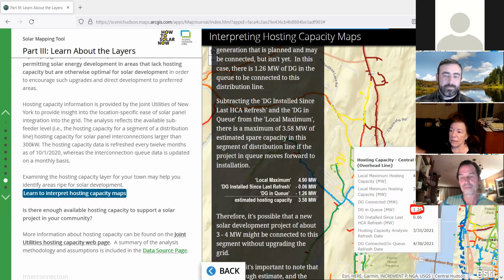But what I really wanted to answer was the issue of interconnection and mention that, for example, in the city of Kingston's old landfill at Jockey Hill, Central Hudson was going to charge the developer double the actual cost, which made interconnection really not feasible, and that project never got developed.